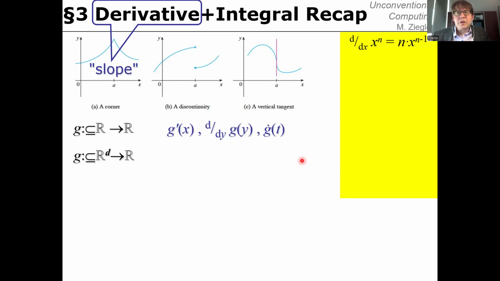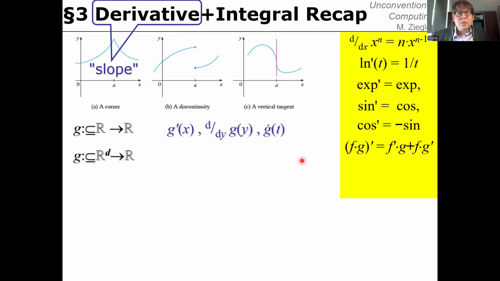Let's recall some further rules for derivatives. For example, the derivative of the natural logarithm is 1 over t. The derivative of the exponential function is the exponential function itself. Derivative of the sine is cosine. Derivative of the cosine is minus sine. And there's the product rule. Derivative of f times g is derivative of f times g plus f times the derivative g prime, right?